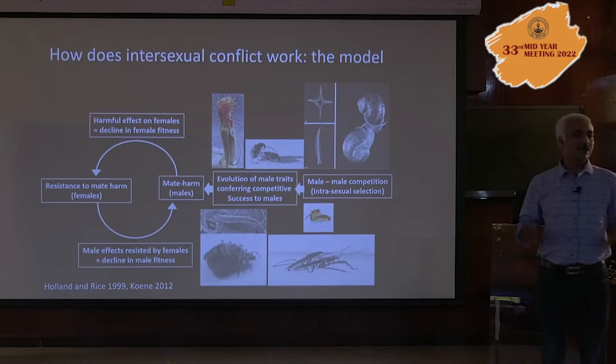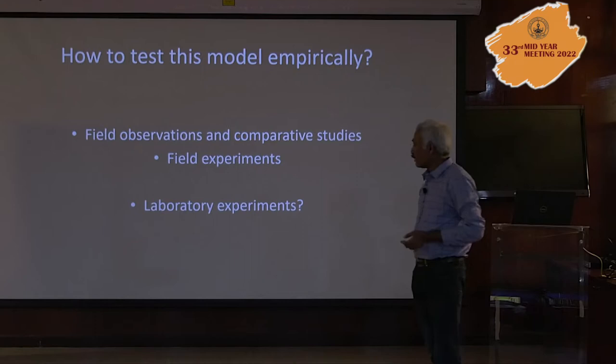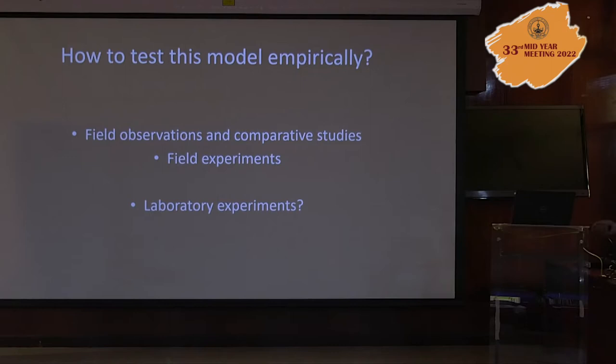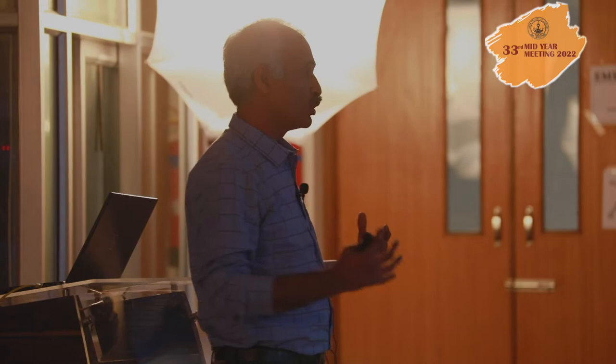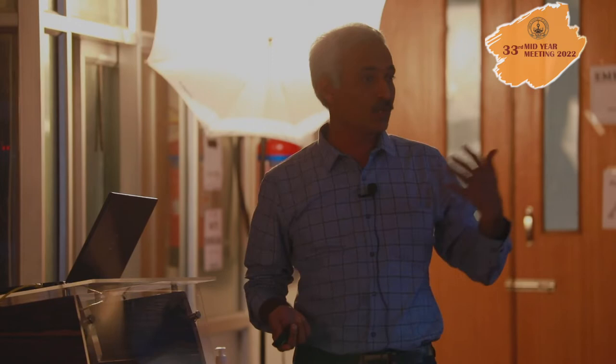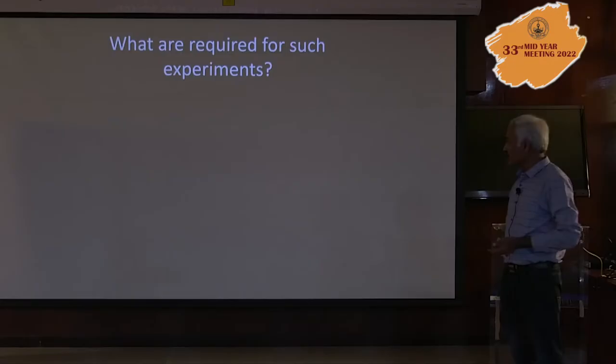Okay. So, very interesting model, but how does one go about testing it? People have tried various approaches. People have looked at field observations, comparative studies, field manipulative experiments, beautiful studies, but they have been a little difficult to do and a little difficult to interpret, because in field studies, you don't have control over a large number of factors. So can you do these studies in laboratory in a much more controlled environment? If you do want to do it, what is it that you require?